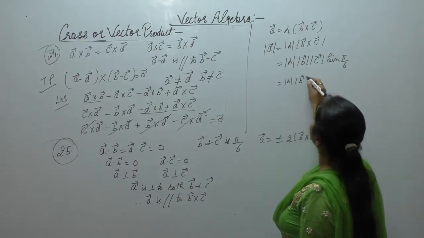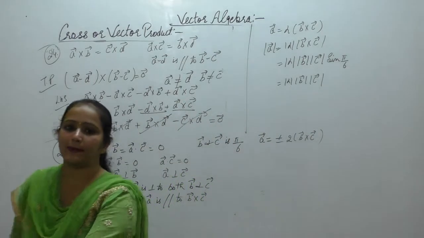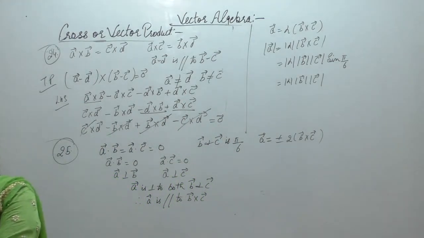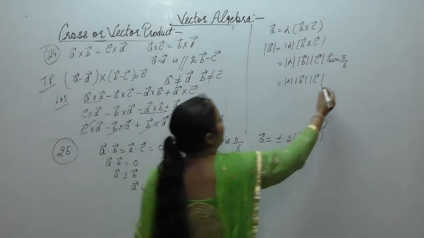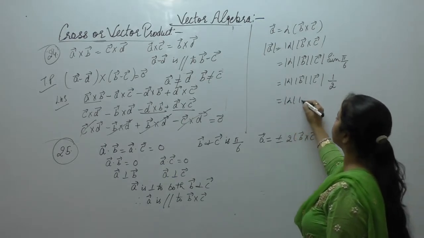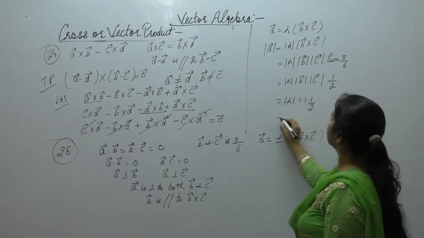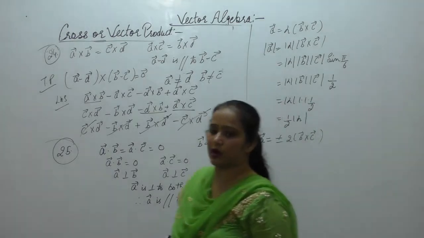Magnitude of lambda, magnitude of B, magnitude of C, sine pi by 6. Pi by 6 is 30 degrees. Sine 30 degrees has the value 1 by 2. It is given that A, B, C are unit vectors, so the magnitude of B and C is 1. So we get 1 by 2 lambda. This is the value of the magnitude of A vector.